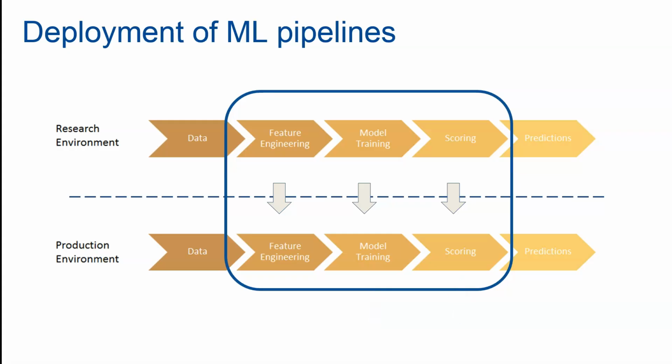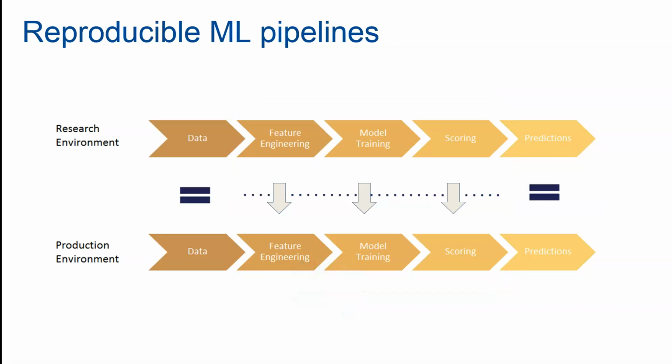We create an entire pipeline in a research environment, and we need to deploy as well the entire pipeline to the production environment. Why do we need to do so? Well, because in the live environment, we're also going to receive raw data as input, and we need to transform it to create the necessary features so that the model can interpret them and return the prediction.